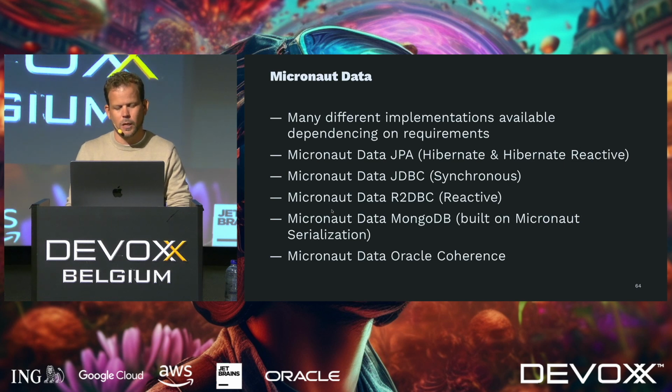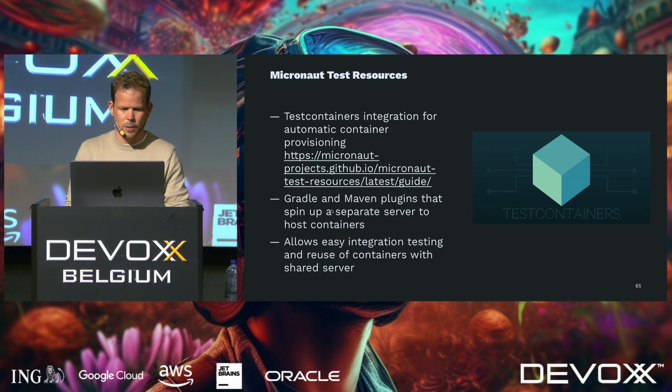And we have an expanding surface area of implementations. In Micronaut 4, we have high-binary reactive support as well. We've got Micronaut Data JDBC, R2DBC, MongoDB, which is built on Micronaut Serialization. We got support for Oracle Coherence. We added support for Micronaut Data Azure Cosmos, I believe, for Azure users. So there's lots of different implementations.